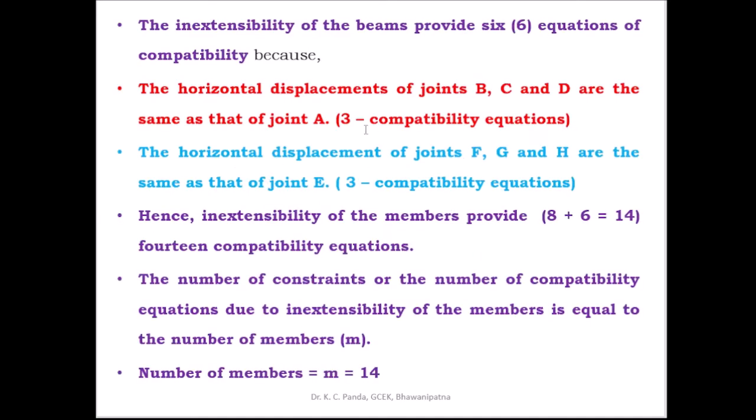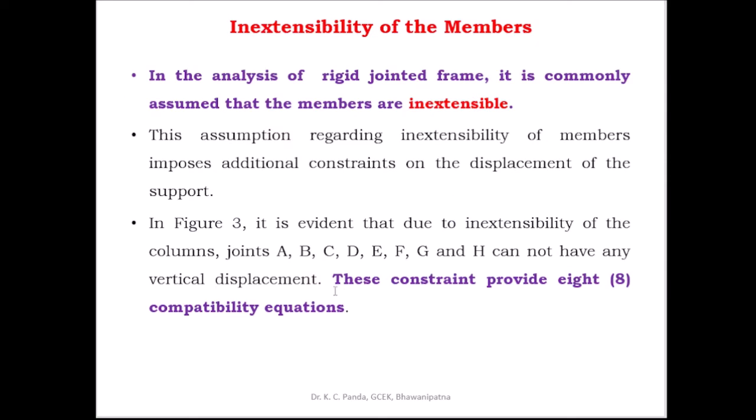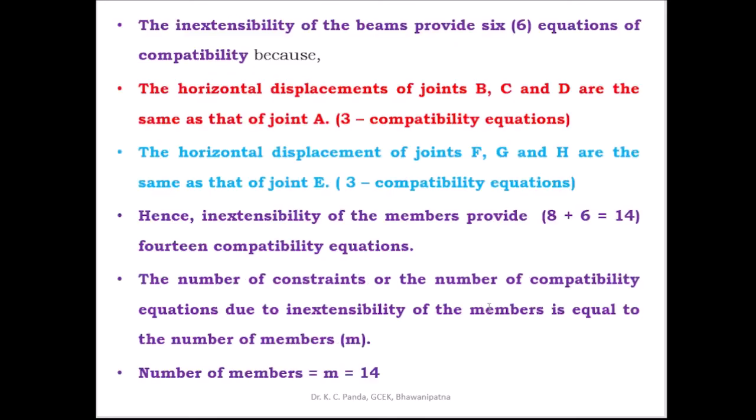So from this 3 compatibility equation and from this 3 compatibility equation, hence the inextensibility of the members provide 8 plus 6, total 14 compatibility equations. From the column, from the joint, there is no vertical displacement takes place, and that provide 8 compatibility equation, and from the inextensibility of the beams, that provide 6 compatibility equation.